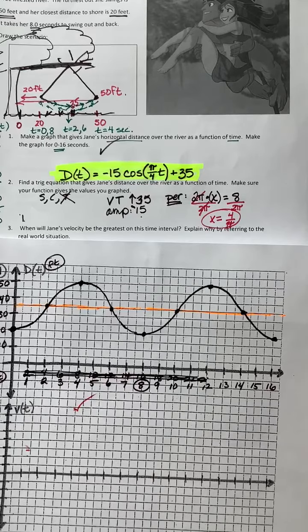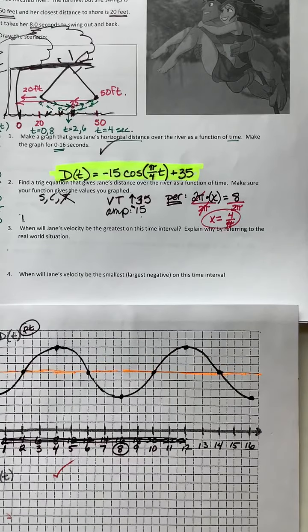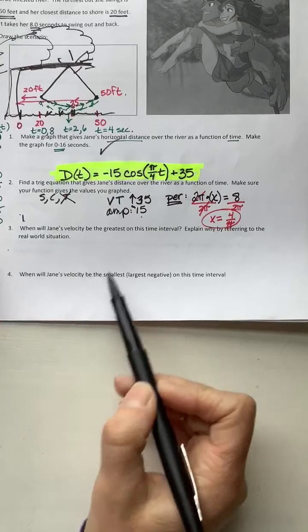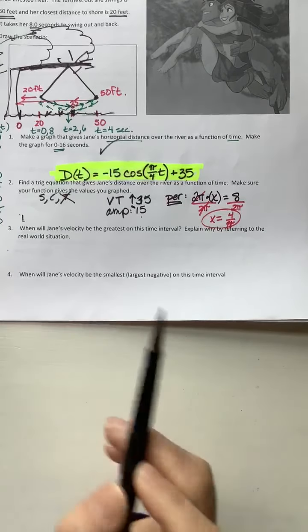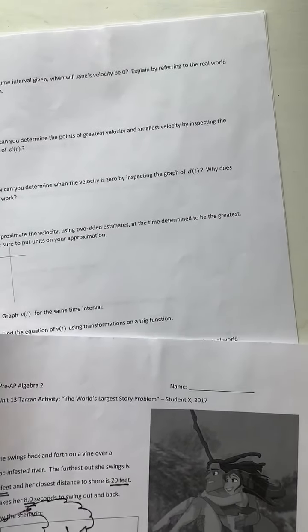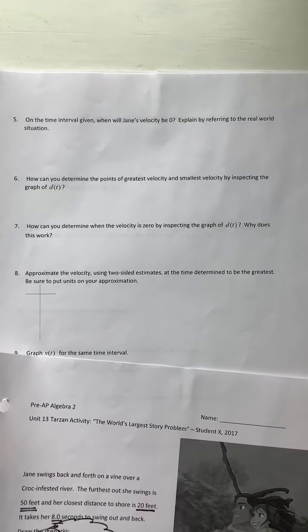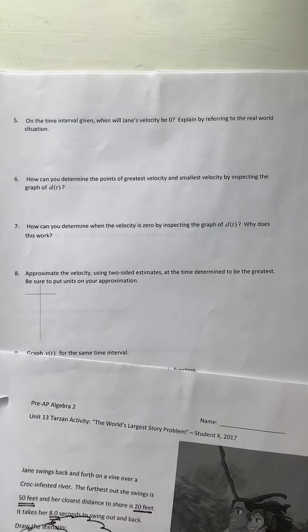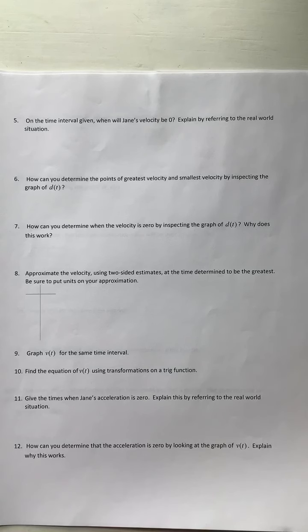Your assignment between now and the next time I see you, or now in the next video that you watch, is we would like you to try to do numbers 3 through 7. These ask a bunch of questions about velocity. When will her velocity be the greatest? When will it be the largest negative? It's just asking you to analyze the situation, 3 through 7. Shouldn't take you too long. We'll see. Okay, that's all we got.